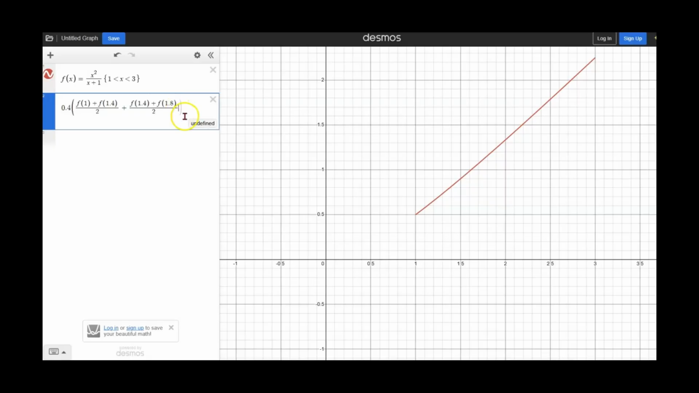and then, interesting that we're getting an undefined. I'm not sure why. Let's see what's causing that. I realized what was causing the undefined. I was asking it to restrict the function from 1 to 3, but not including it. So we'll include 1 now, and we'll include 3. You can't evaluate something if it's not part of the domain.